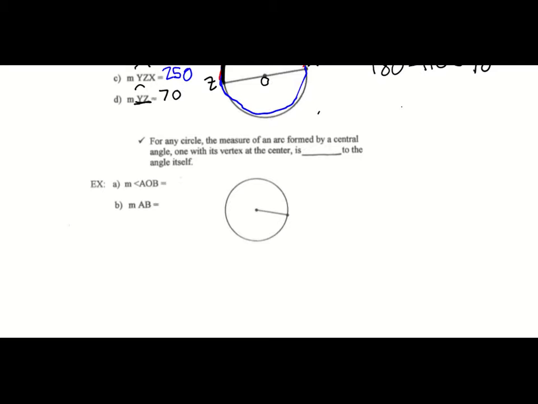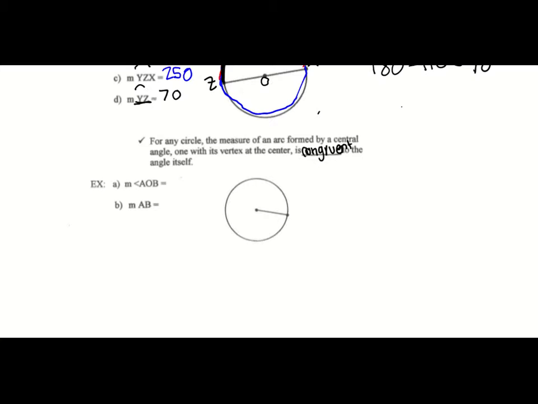Okay, for our next one here, it says, for any circle, the measure of an arc formed by a central angle, one of its vertex at the center, is congruent. Hard to put that word in there, but it's congruent to the angle itself. So let's look at a picture here.